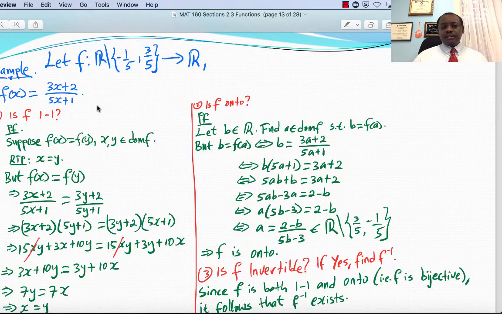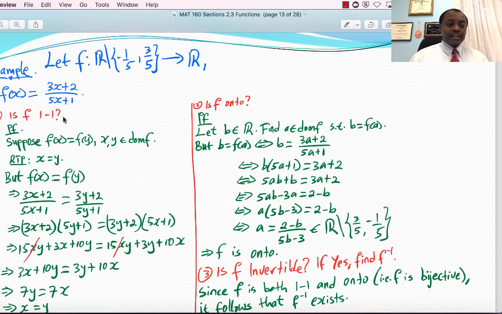Okay, let's take one big example. Let f be the function with domain the set of real numbers except the points -1/5 and 3/5, and the codomain is the set of real numbers. f is defined by (3x+2)/(5x+1). We're going to verify whether f is 1-to-1, whether it's onto. If both, then that means it's bijective, and then we're going to find the inverse if that is the case.